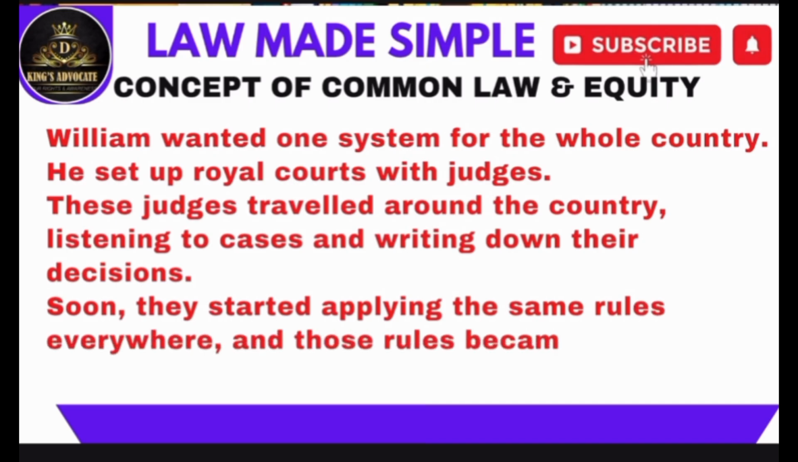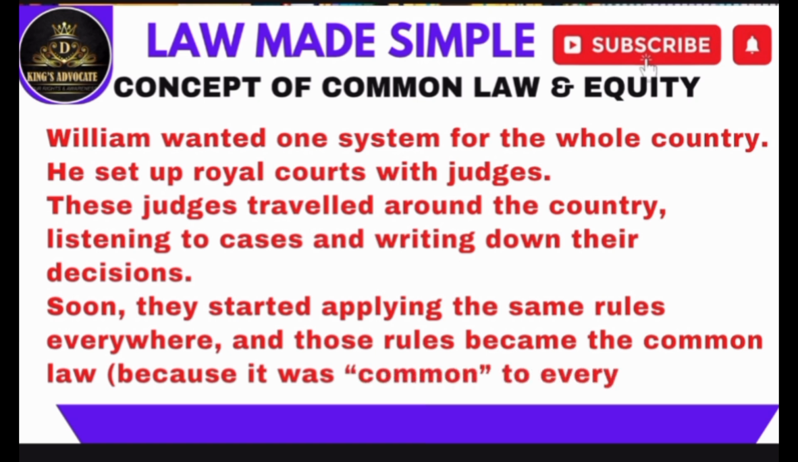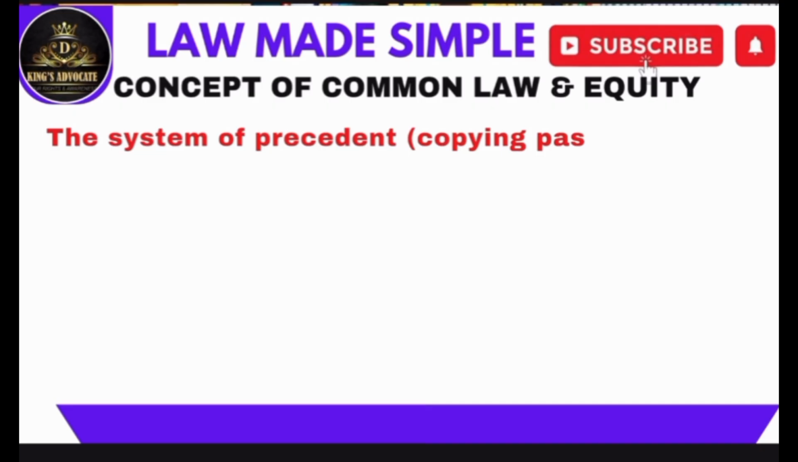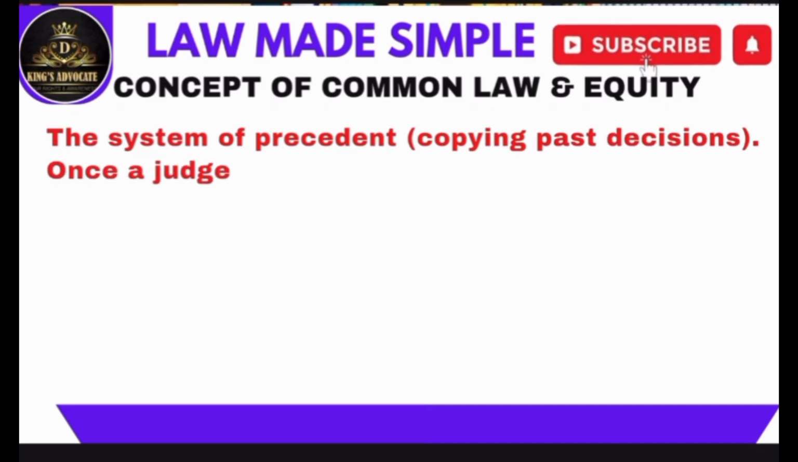As these judges were going around delivering judgment, they were not just doing it for the sake of delivering judgment. They were writing it down. They were putting it on paper. Soon, they started applying the same rules everywhere. Those rules then became the common law, because it was common to everyone.